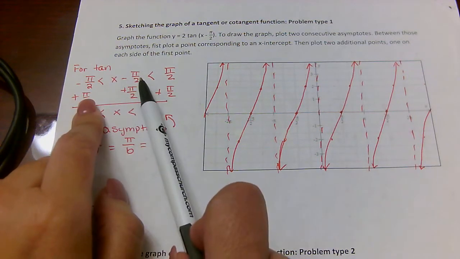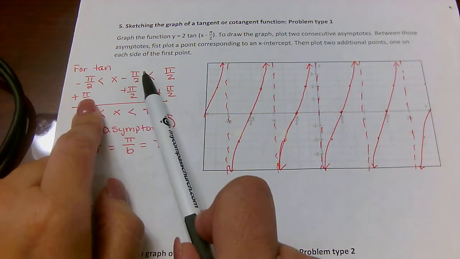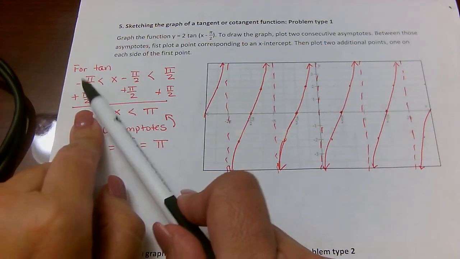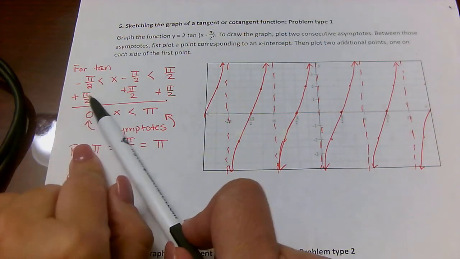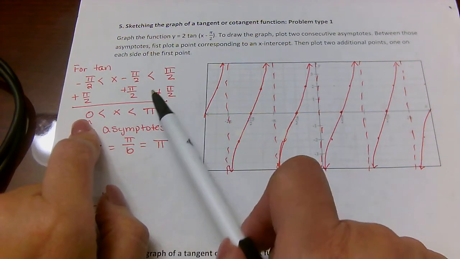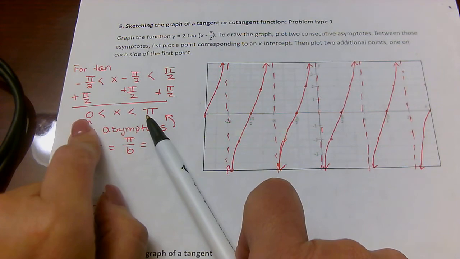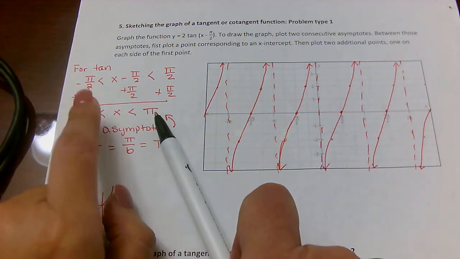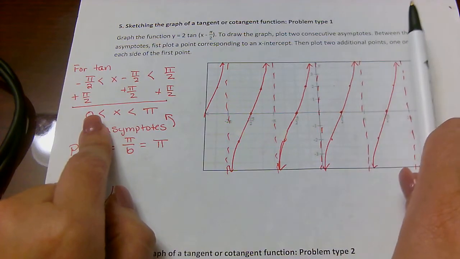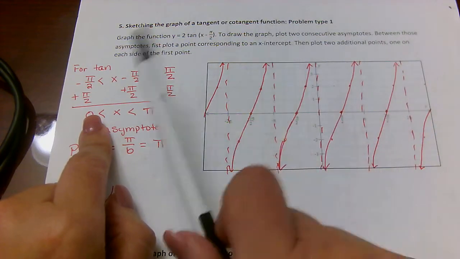Okay, now what we're going to do is isolate the x, so we have to add pi over 2 to both sides of the equation. So negative pi over 2 plus pi over 2, well, that's 0. Positive pi over 2 plus positive pi over 2, well, that's 1 full pi. So my asymptotes are going to be between 0 and pi. So here's my first asymptote, pi, 2 pi, and so forth.